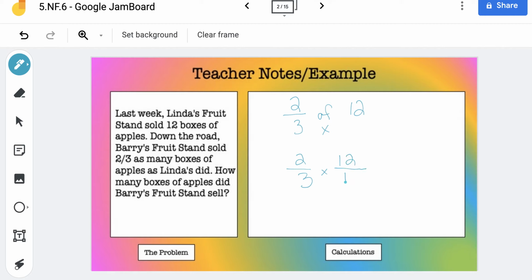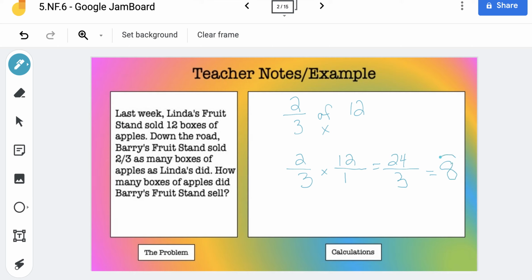So remember, to multiply fractions, you multiply the numerators together and then the denominators together. And your teacher might want you to cross-reduce first, but I'm going to reduce at the end. So 2 times 12 is 24. And 3 times 1 is 3. And now I need to reduce this. So 24 divided by 3 is 8.